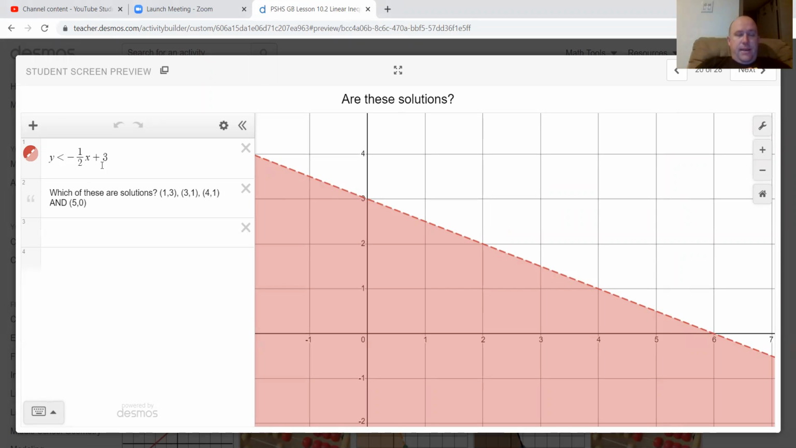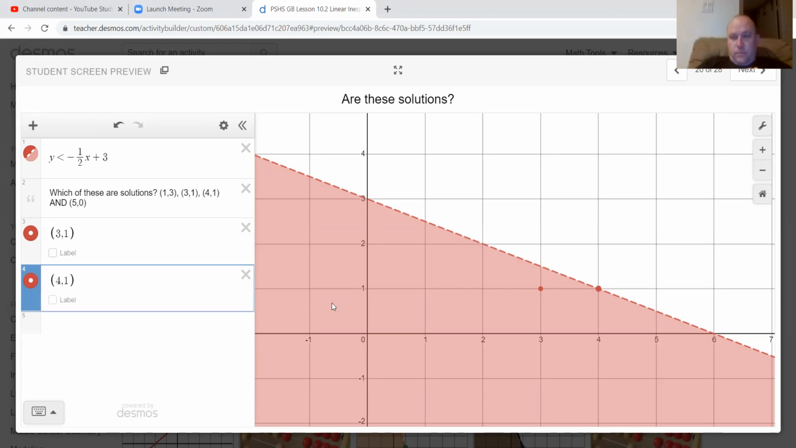So y is less than negative 1/2 x plus 3. Which of these would be solutions? So first of all, you type it in so you can see where the shaded region is. And then you would just type in each coordinate. So 1, 3, I can see is outside. So that will be a no. 3, 1, you can see is inside the shaded region. So that would be a solution.